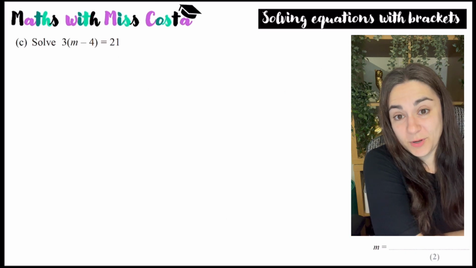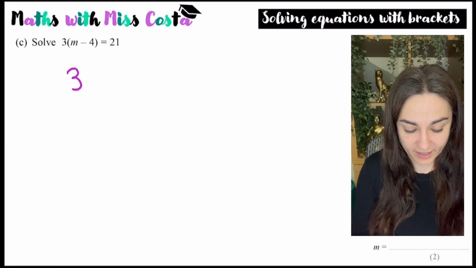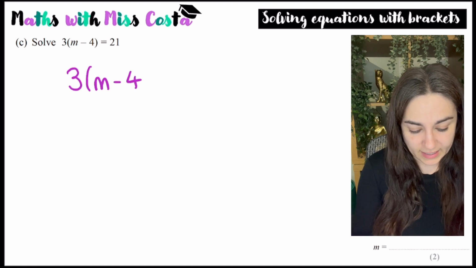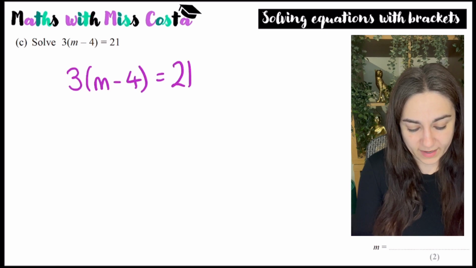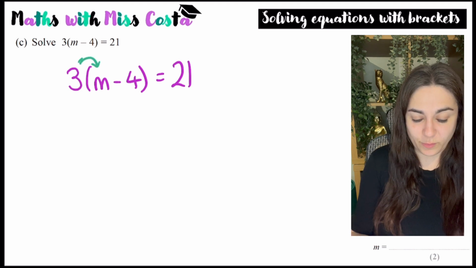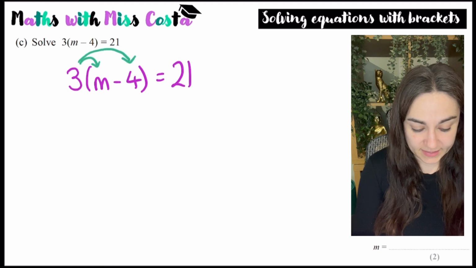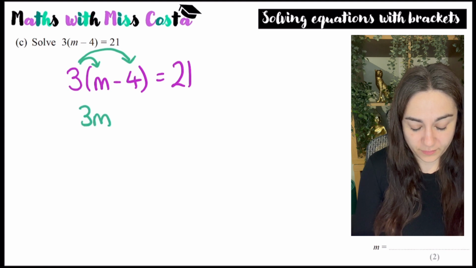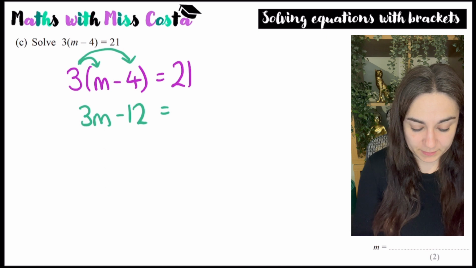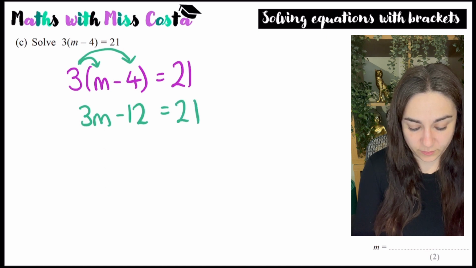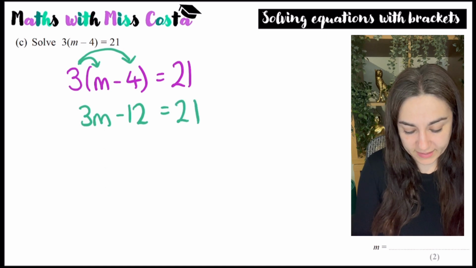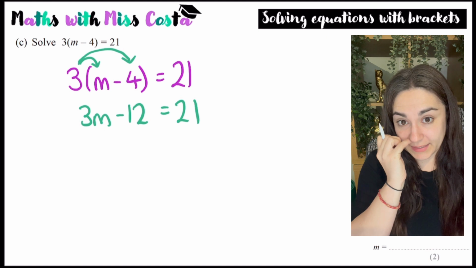And last one is an equation involving brackets. So if I just write that out, whenever I see something like this, there's a few ways we can do it, but it is helpful to just expand the bracket first. So you've got 3 times m, which is 3m, and then you've got 3 times -4, which is -12. So 3m take 12 is 21.